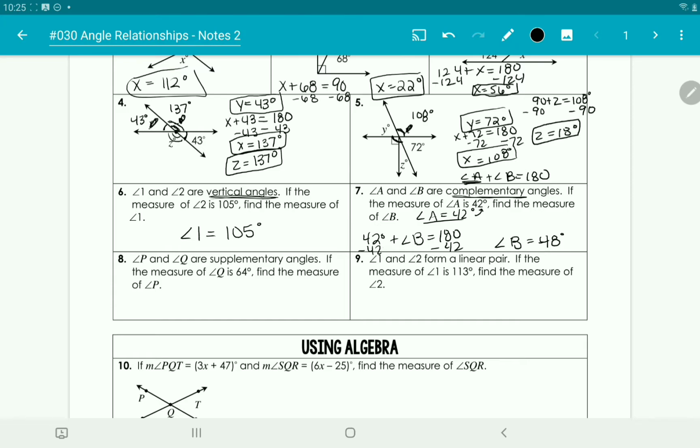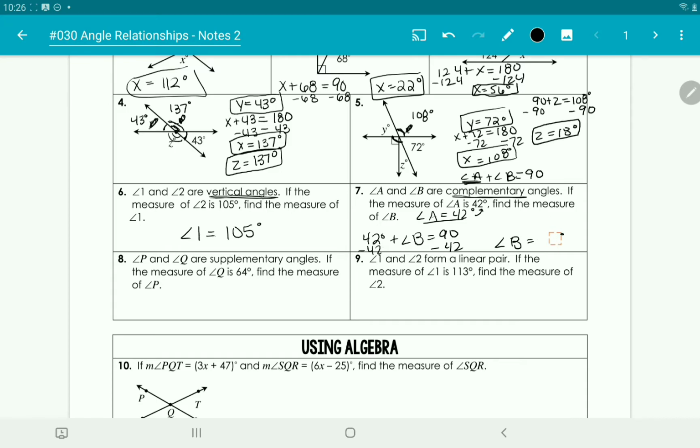Oh, sorry, I realized that I made that mistake. Complementary is add to 90. Supplementary is add to 180. So if we add them to 90, I did the math right, I just didn't write it down right. Okay, so 48 degrees.